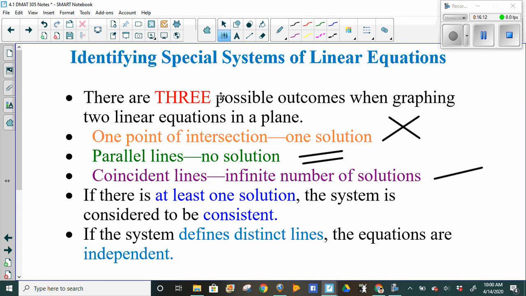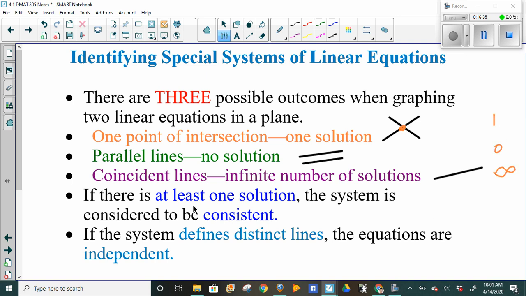All right, so identify the special systems of linear equations. There are three possible outcomes when graphing. One point of intersection is one solution. Parallel lines, there is no solution. Coincident lines, there are infinite solutions. So infinite, 0, and 1.